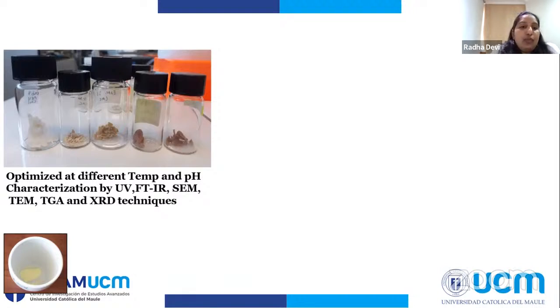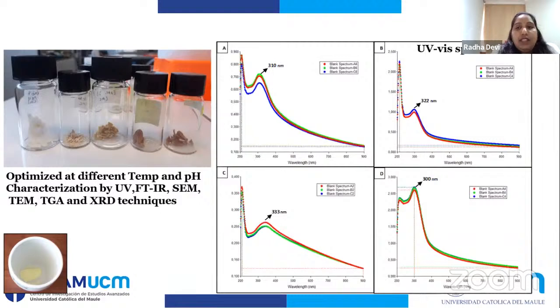After obtaining various formulations of metal nanoparticles under different conditions, we saw that the nanoparticles synthesized at temperatures of 30 and 70 degrees centigrade were ideal with a pH of 9, as well as with a pH of 11. In the spectra, the first one, at 30 degrees centigrade and pH 9, showed a good peak at 310, which is a characteristic peak for cerium.